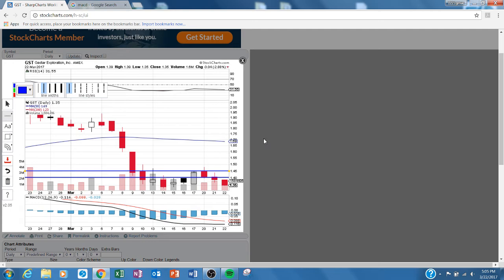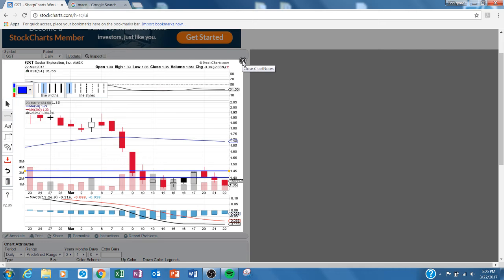So that's a run through of some of the indicators that I use, and how I use them to trade this stock here, the GST. Now, this might have gone a little fast for some people, and I'll try to make more videos on this with more explanations in the future.